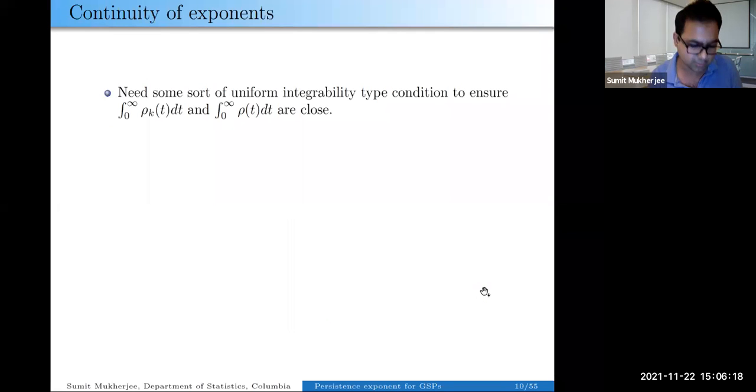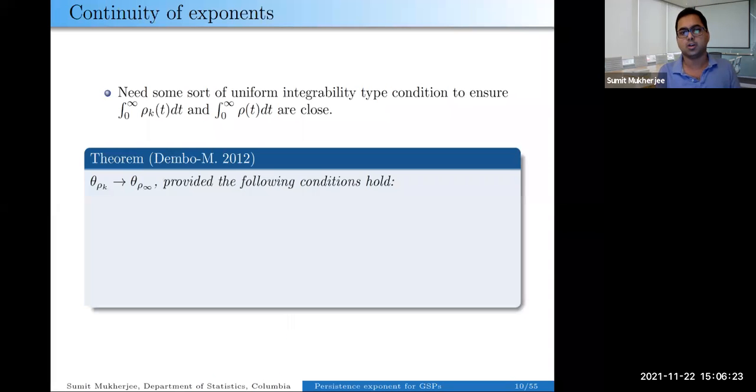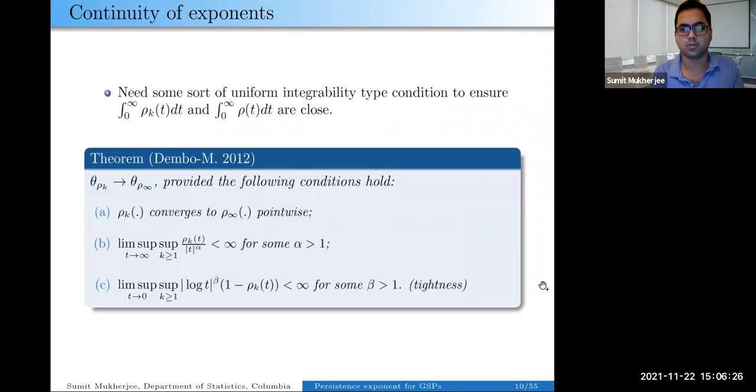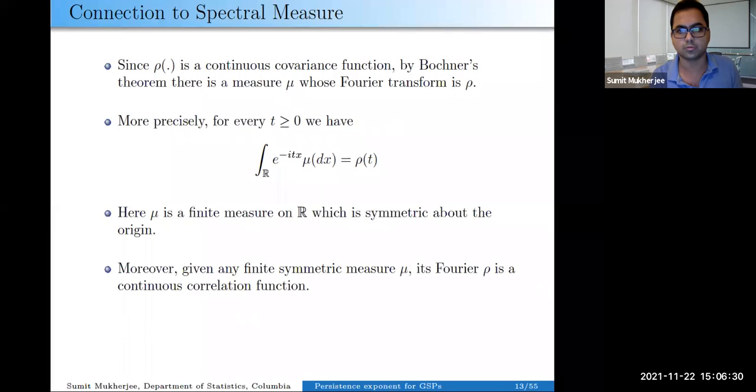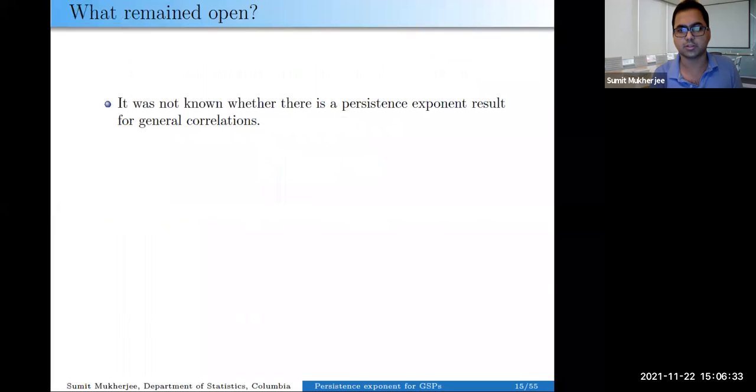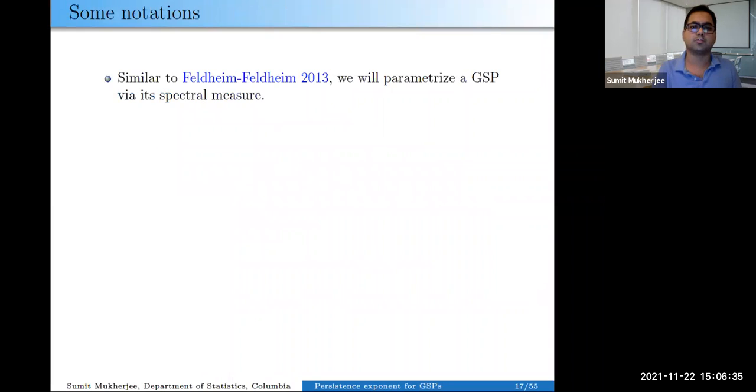Other questions that I can answer? Okay, so let's move to the next section. We are going to take an approach similar to Feldheim's in 2013. We are going to parameterize this Gaussian stationary process via the spectral measure. We'll sometimes utilize a connection between the spectral measure and the correlations, but mostly we are going to focus on the spectral measure.